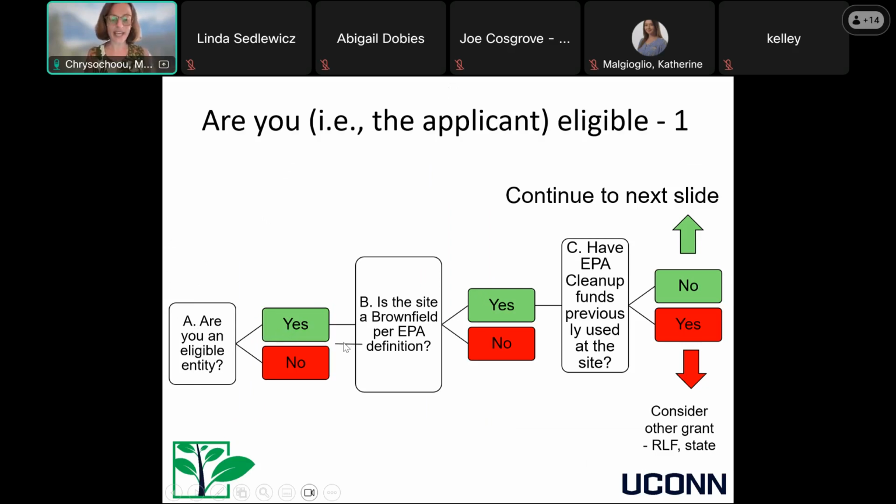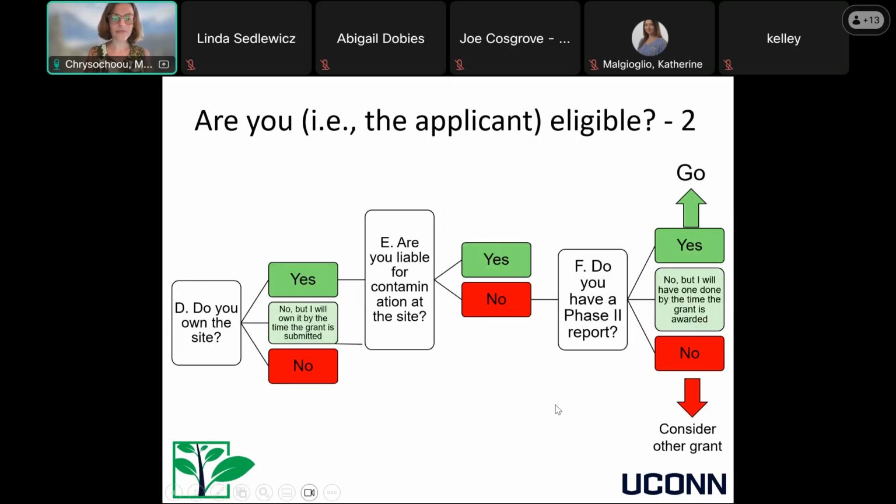If the answer to that is yes, then you have to think about, does the site fulfill the brownfield definition per the EPA? If it does, then you have to look into, have any EPA cleanup funds previously been used at that particular site? Here you will notice that the answer should be no, so now no is green. You must be working with a site that has never received cleanup funds before. If it has, then the site is no longer eligible, and then you need to consider another grant. As I mentioned before, I will go back to this.